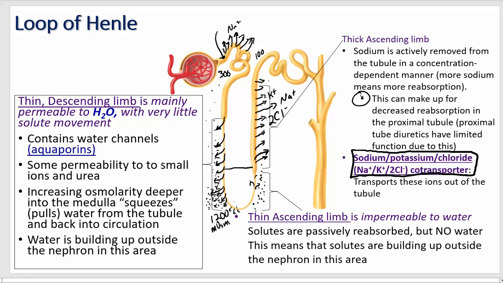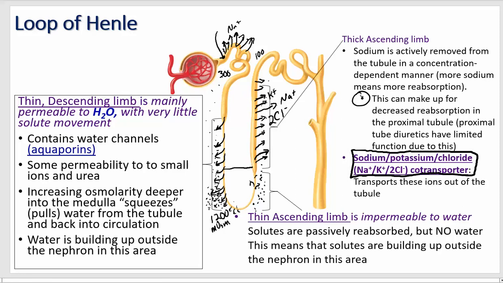Okay, so sodium is actively removed from the tubule, in a concentration-dependent manner, so more sodium means more reabsorption. What that means, and this is what I started to say earlier, is that the sodium is being removed here, and then it comes over here, and now more sodium is being pulled out. Let's say there's a lot of sodium in the body, so the more sodium that wasn't pulled out through the proximal tubule now makes its way through the loop of Henle, and it's like, aha, there's still sodium in there. So now we start pulling it out even more.